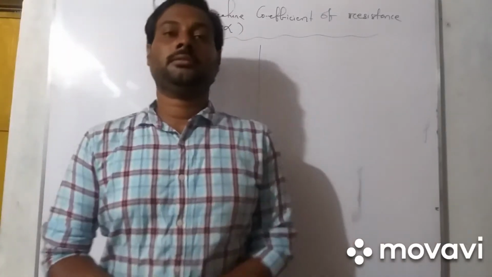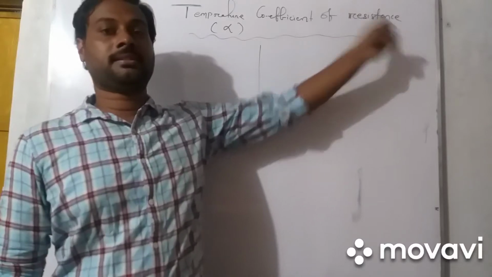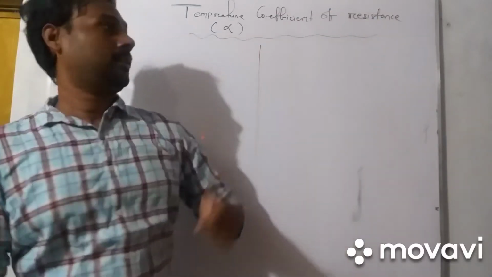Good evening, students. Today I will discuss the temperature coefficient of resistance. It is denoted by alpha.